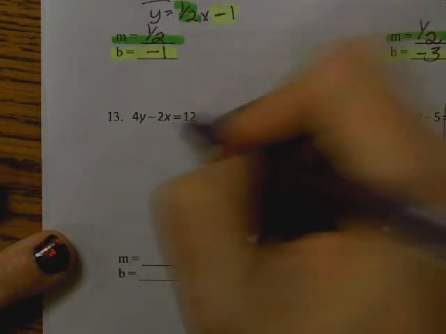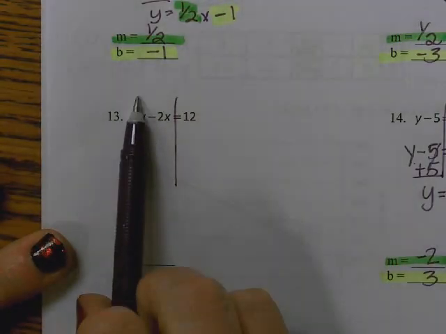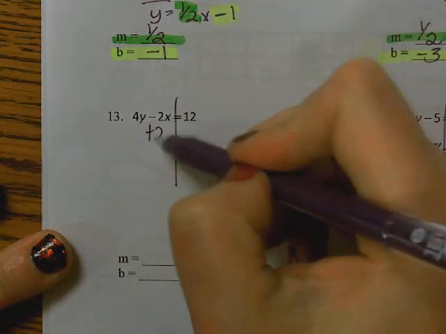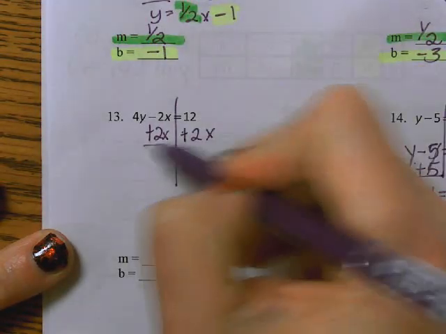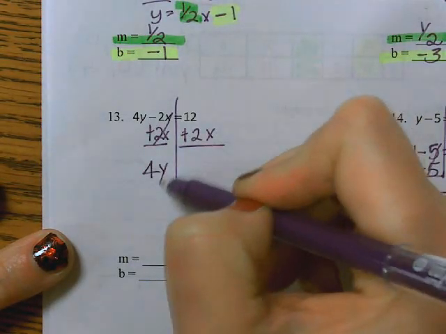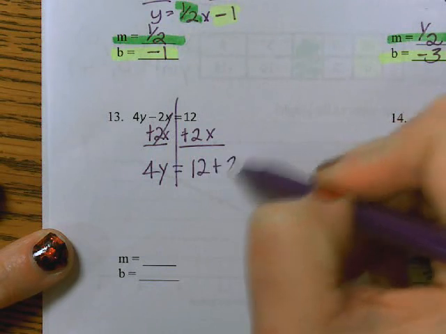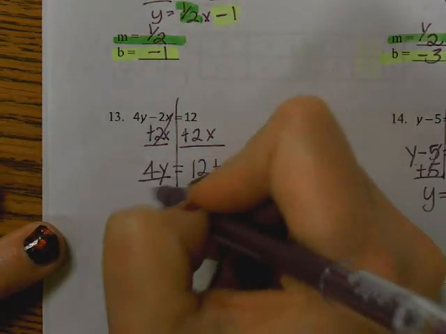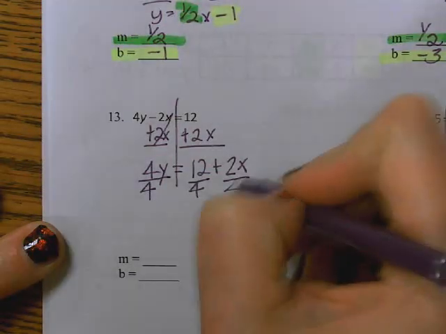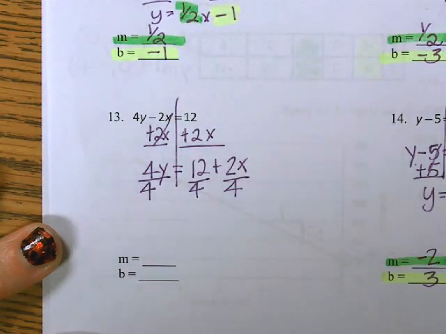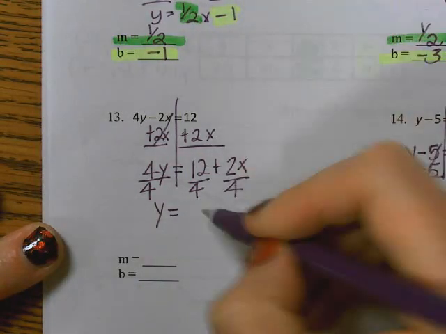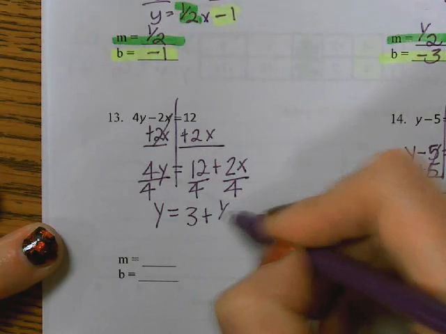We're going to do the same thing on number 13. Number 13 says that we want to get the y all alone, so we're going to cover it up. We need to add the 2x to both sides. So this is 4y equals 12 plus 2x. And then we're going to share the love. So that means we're going to divide by 4 on each part of this equation. When you divide by 4, you get y equals 3 plus 1/2 x.